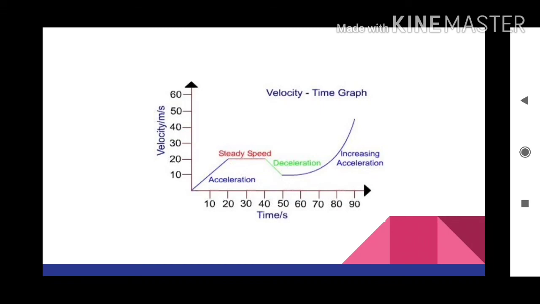The green line shows decrease in velocity with constant deceleration, also known as retardation. So here the change in velocity is constant, so acceleration remains constant. And let us move on to the last dark blue line where we see the gradual increase in acceleration. It is a curved line, not a straight line, which is increasing. So it means acceleration is varying and does not remain constant.